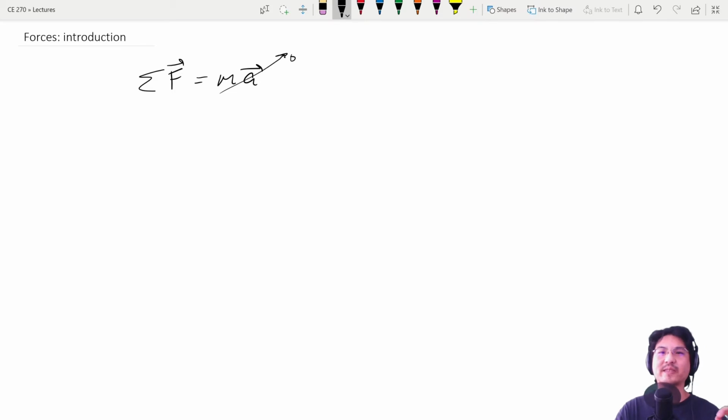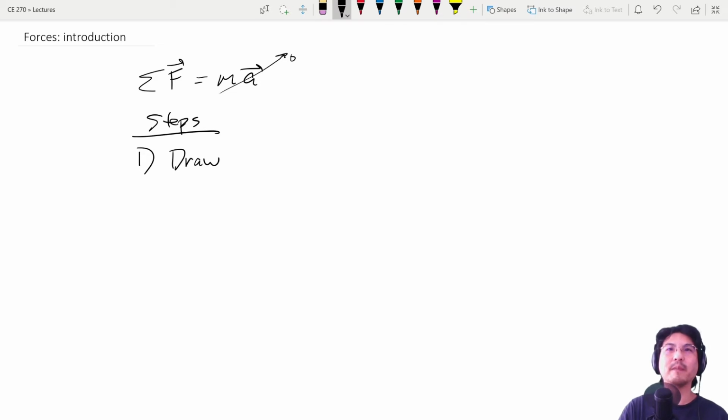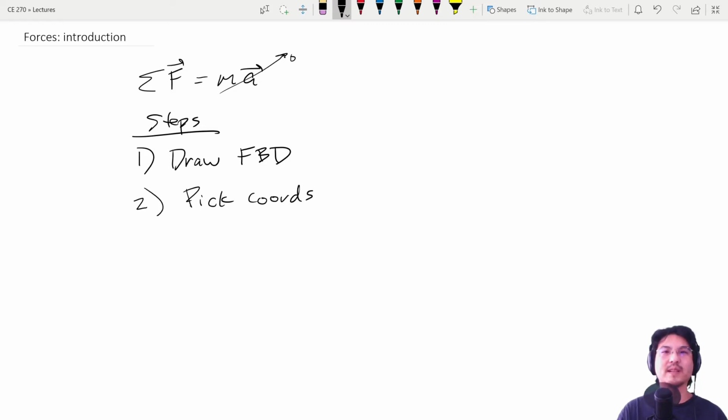And given any statics or dynamics problem, you're going to follow these same steps to solve. So the steps, number 1, always start by drawing the free body diagram. Then pick your coordinates. So this class, we're pretty much going to stick to Cartesian coordinates. In future semesters, we'll explore other coordinate systems.